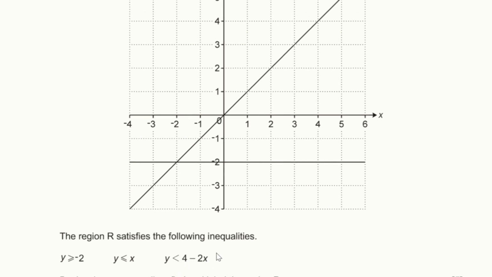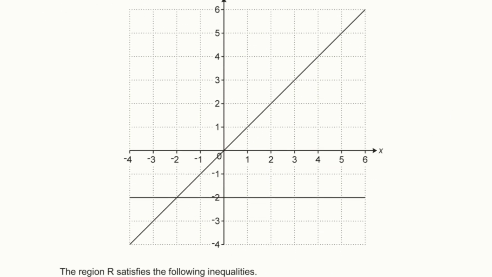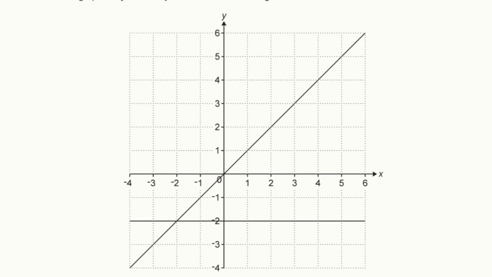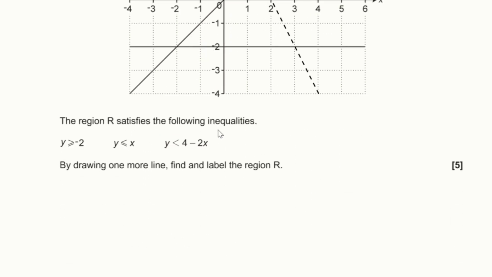Now, it passes through 4 and it's got a gradient of minus 2. So, with that in mind, it passes through 4, a gradient of minus 2. So, for every 2 we go down, we go 1 across. So here we've got a gradient of minus 2. You can see that over here. We've got our change in y, minus 2, change in x, 1. So the gradient there is minus 2.